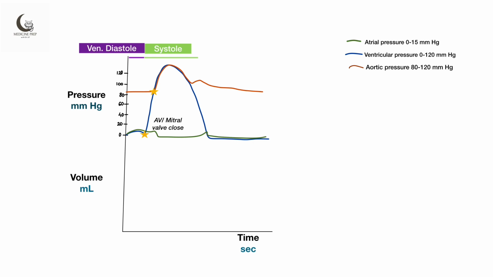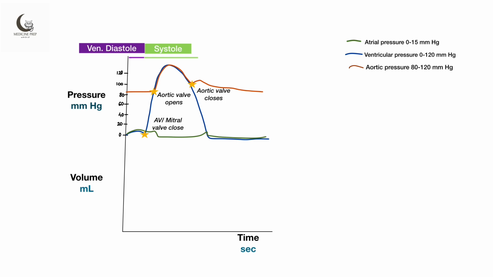And once this pressure exceeds the 80 mmHg, that is the diastolic pressure of the aorta, the aortic valve will open. Now this is followed by a rapid increase in pressure, which is a phase of rapid ejection. And then there is a phase of reduced ejection, where we'll see a slight pressure decline in the ventricular pressure. And when this ventricular pressure falls below 80 mmHg, your aortic valve will close.